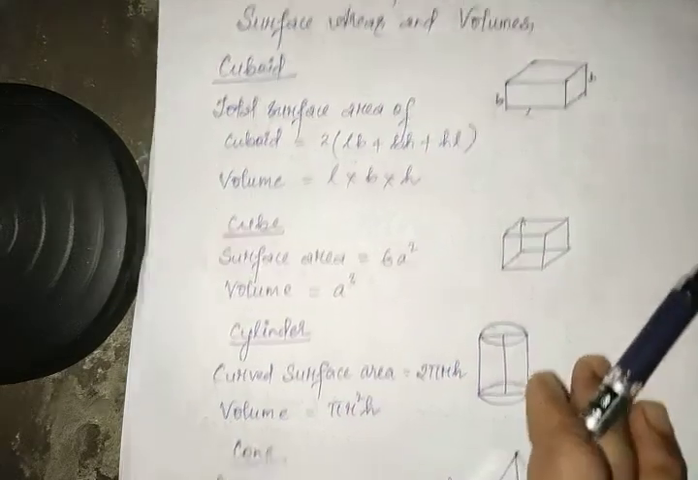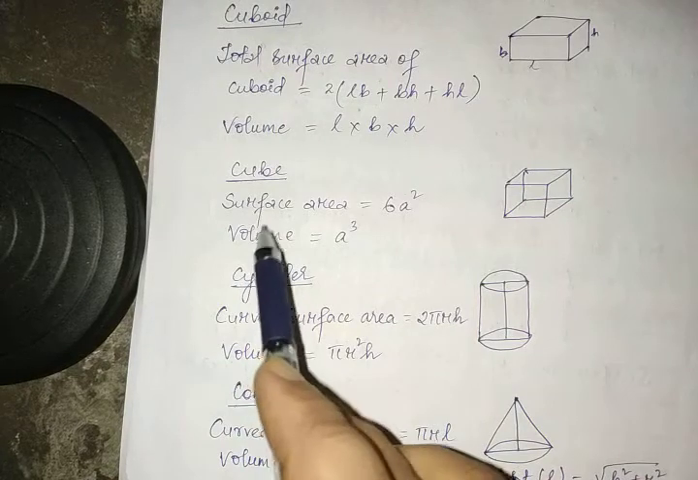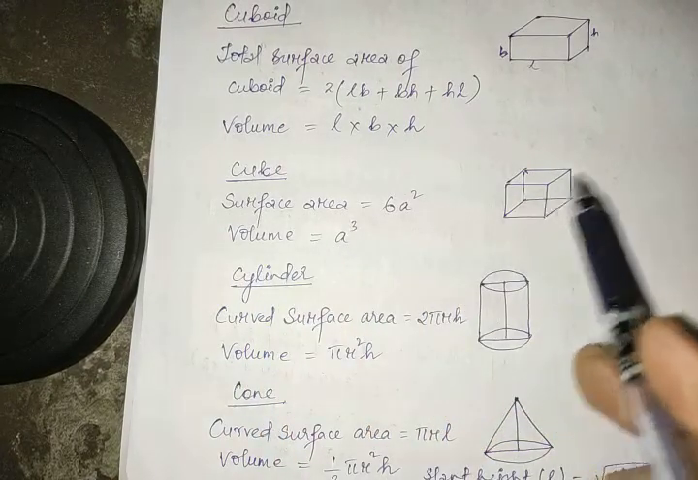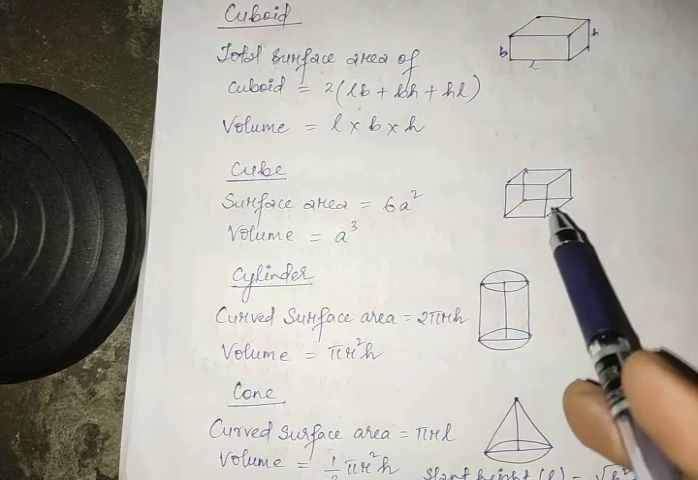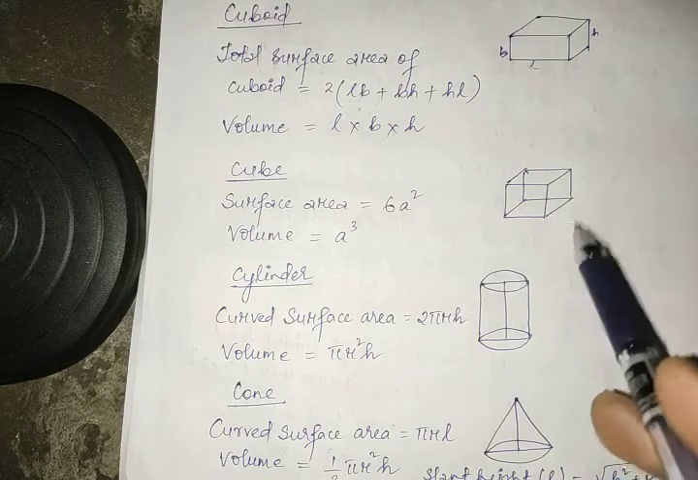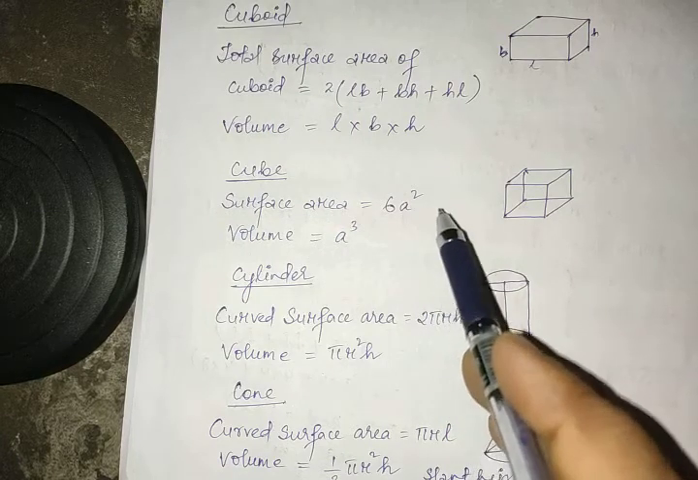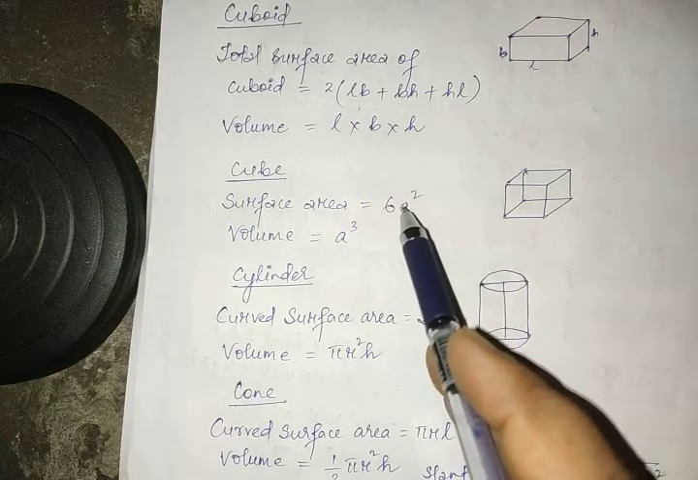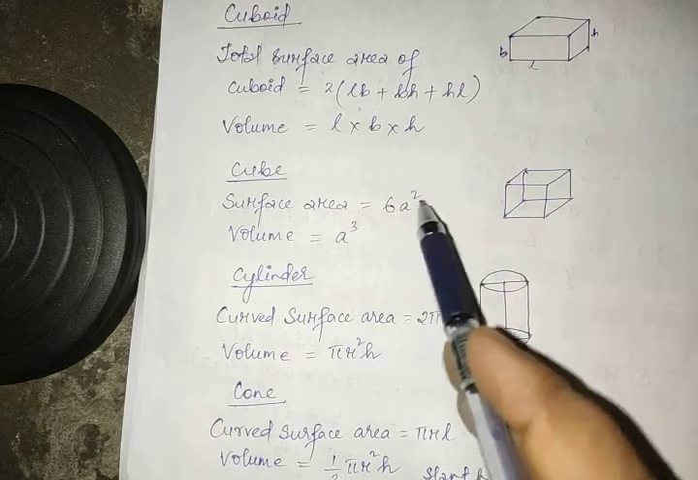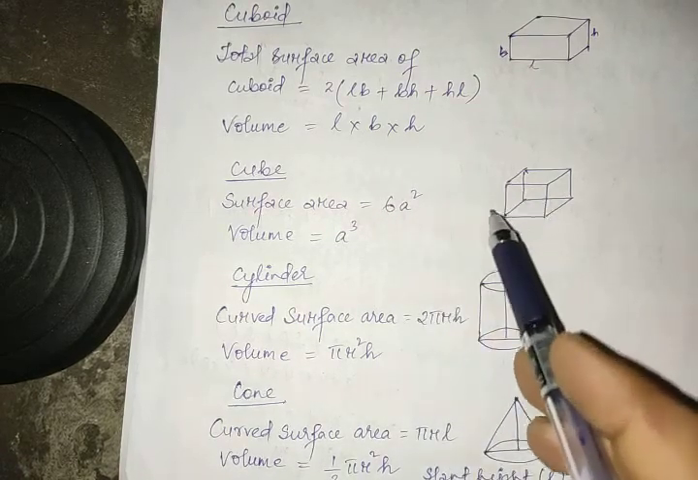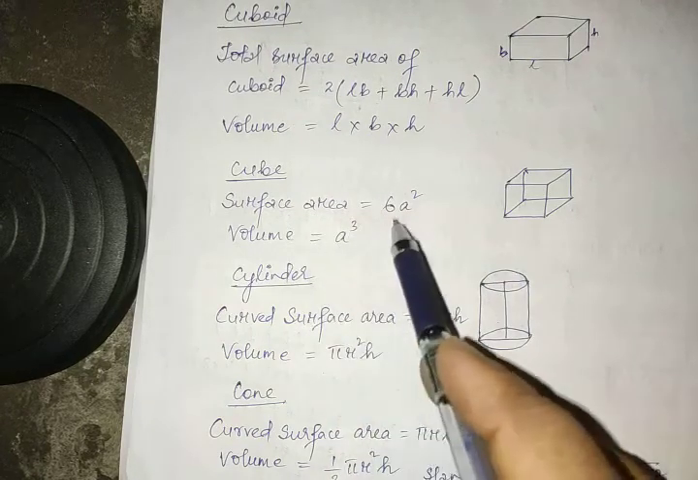Next, cube. Surface area is 6 into a square, because in a cube you have 6 surfaces, and all the sides are the same. See, area of a square is side square, right? So similarly here also the area is a square. And why is there 6? Because in a cube we have 6 surfaces, so surface area is 6a square.